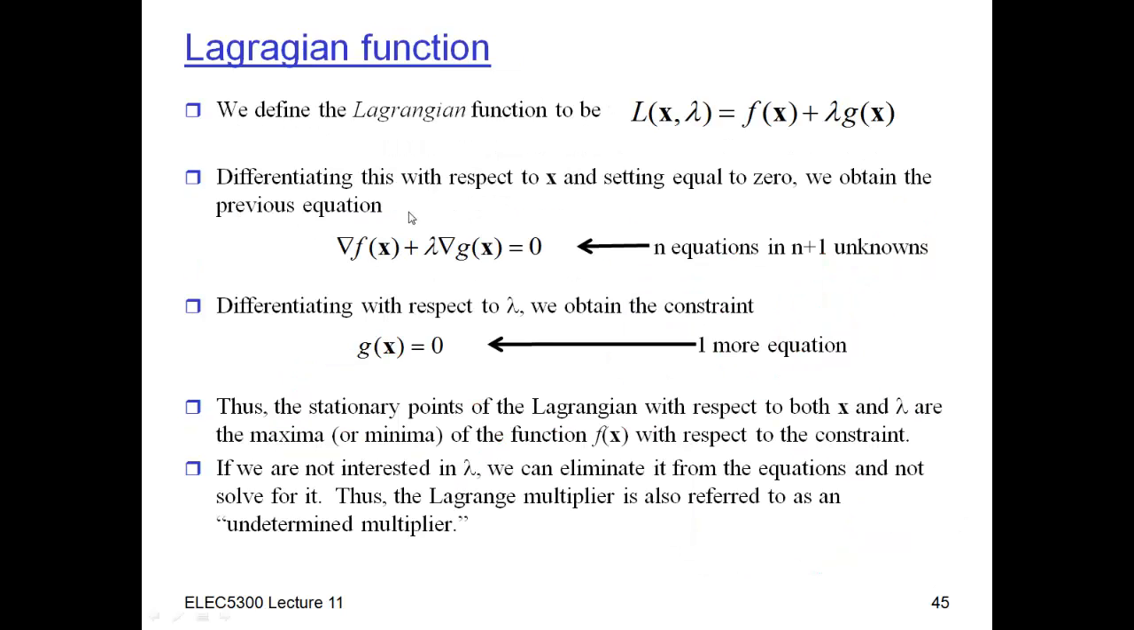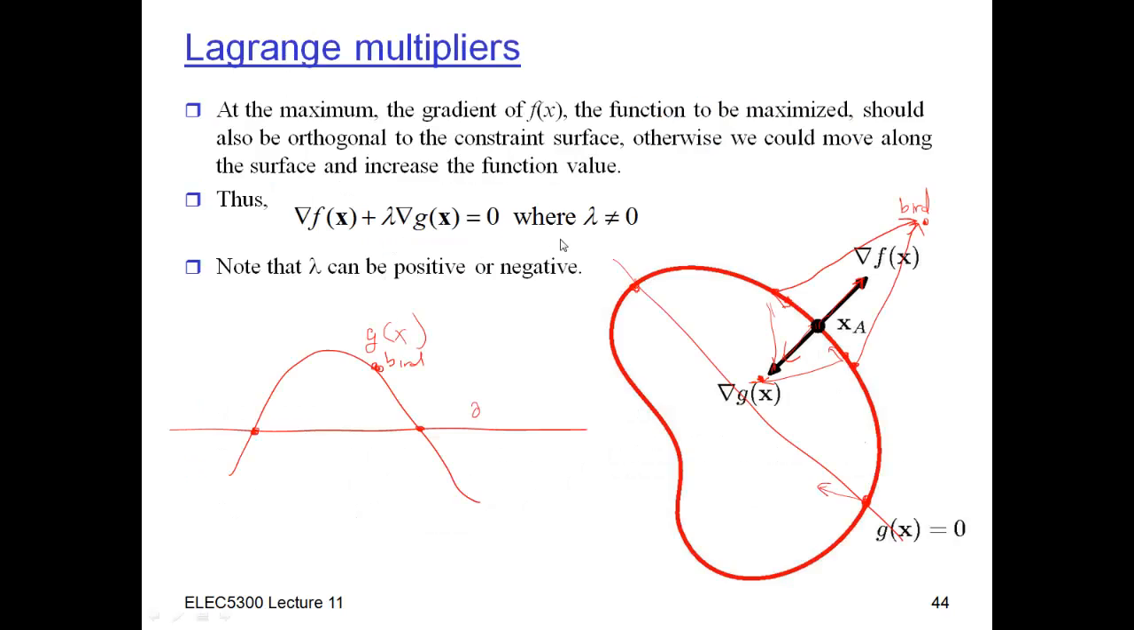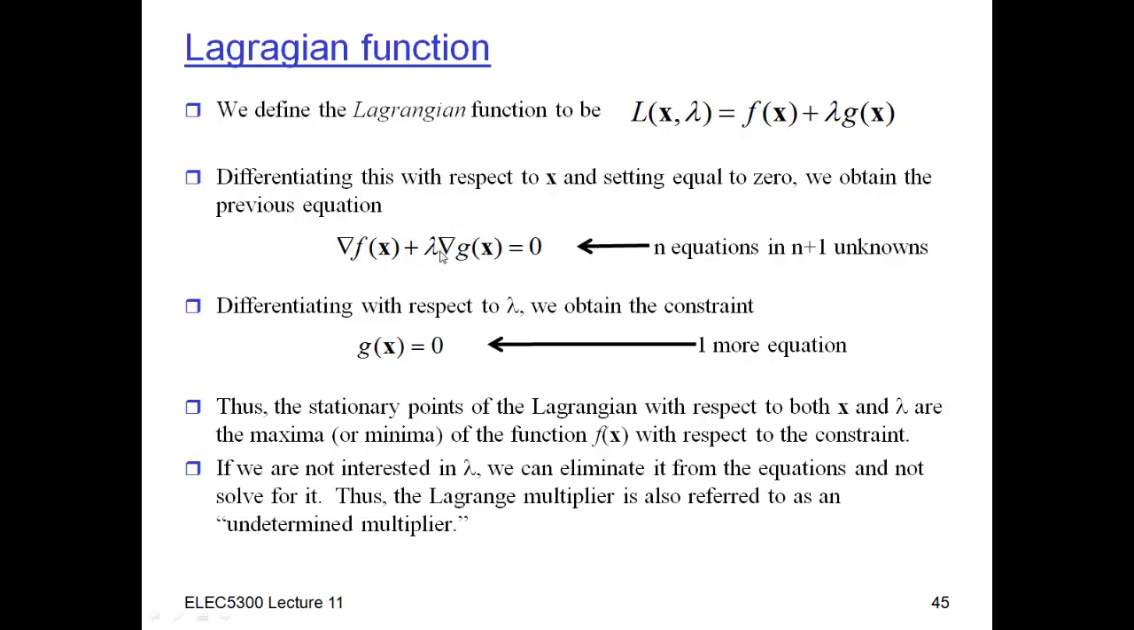If we take this and differentiate it with respect to x, I get gradient of f plus lambda times the gradient of g, and if I set this equal to 0, I get the previous equation that I got before, which I want to solve. Also, I can differentiate with respect to lambda. When I do, this thing goes away, and I just get g of x. And if I set that equal to 0, I get the constraint equation, g of x is equal to 0.